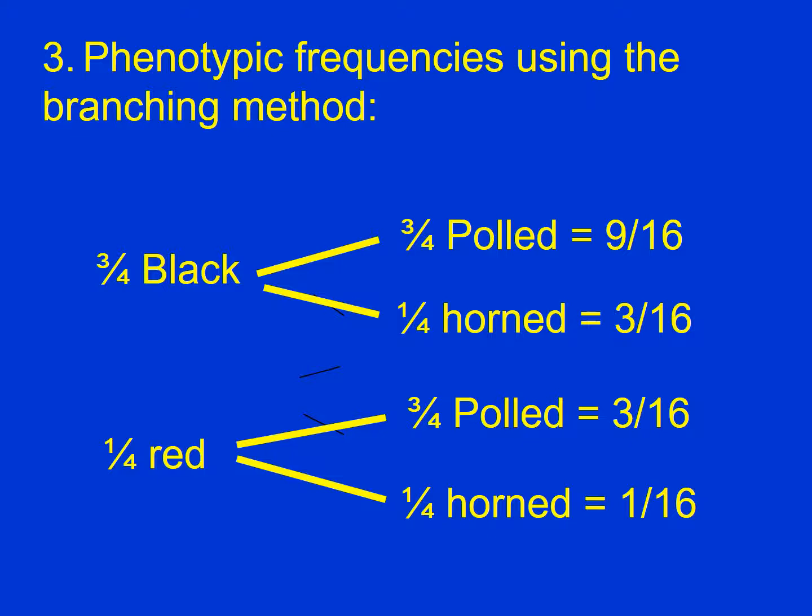So we've got 4 possible phenotypes. We have the probability of getting each of those 4 phenotypes. Branching method here is just a lot easier again than doing the double Punnett square.